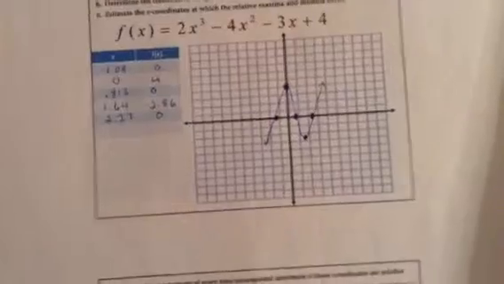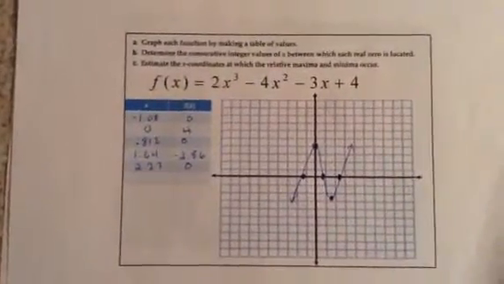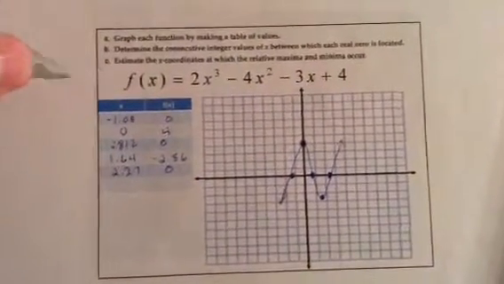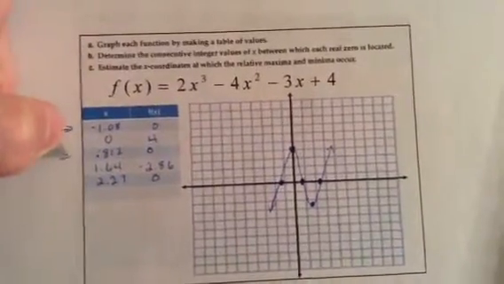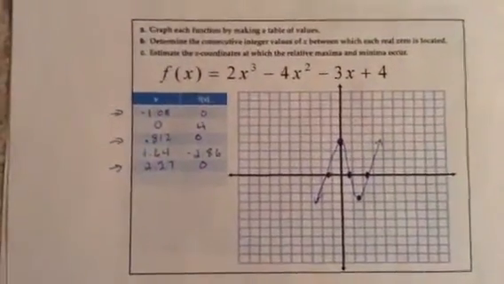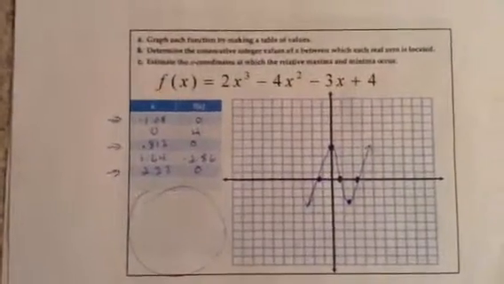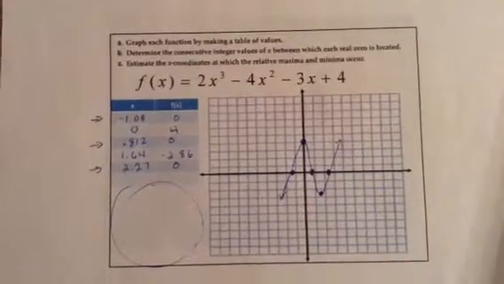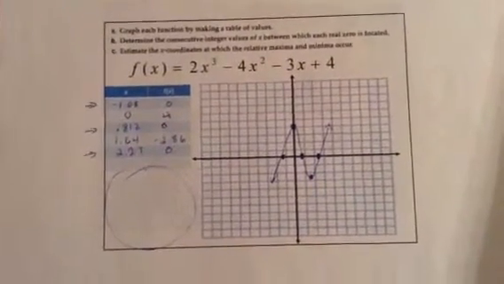So that's part A. Part B says determine the consecutive integer values of x between which each real zero is located. Well, I could rewrite these, and I would like for you to do that, but that's a root. That's a root. And that's a root. So you would write those down maybe in this space right here as roots or zeros. And so we don't have to worry about the consecutive integer part. We're just going to write down the ones that are straight away zeros. We have the exact answers.